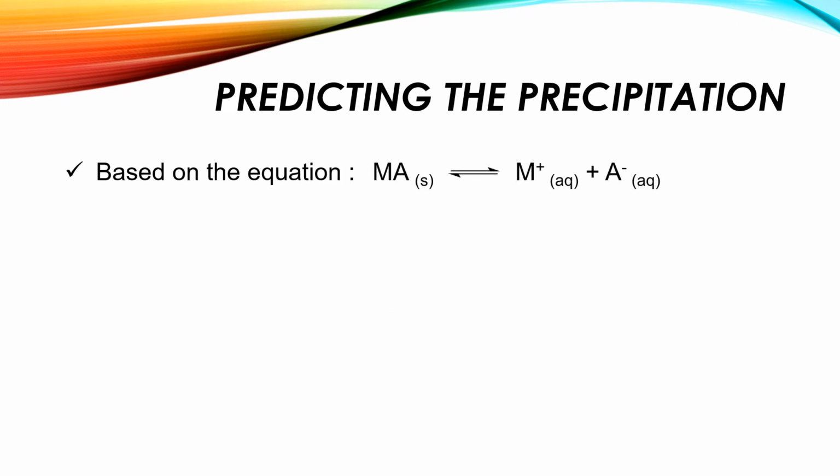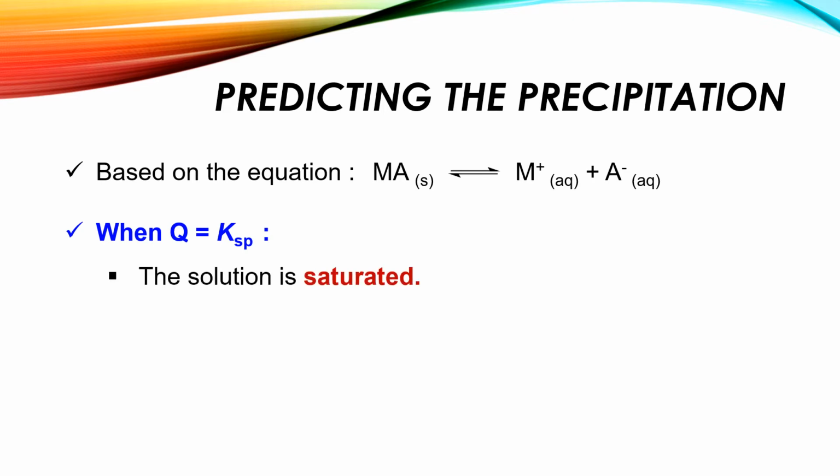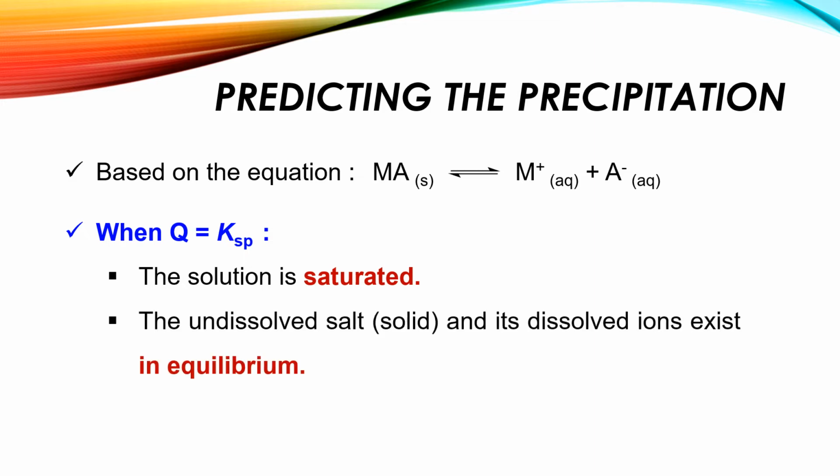Based on the equation of dissociation of the soluble salt of MA that dissociates to form M plus aqueous ion and A minus ions, when the value of Q is equal to Ksp, that means the solution is a saturated solution. The undissolved salt or solid and its dissolved ions exist in equilibrium.